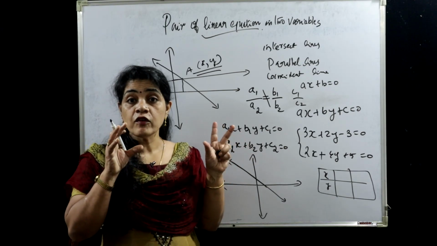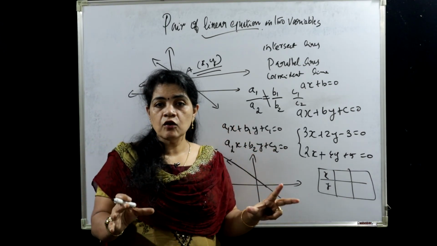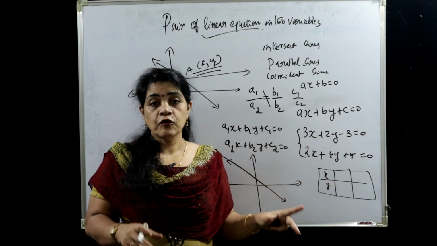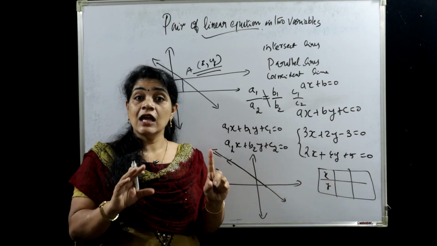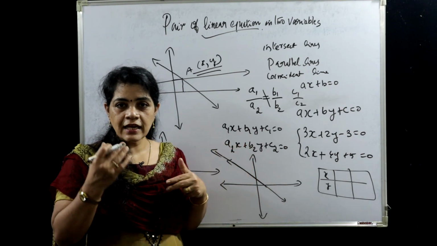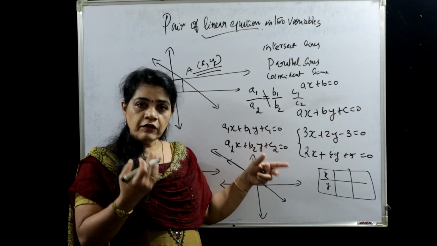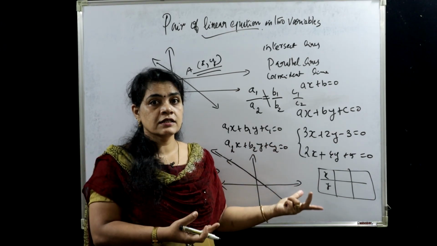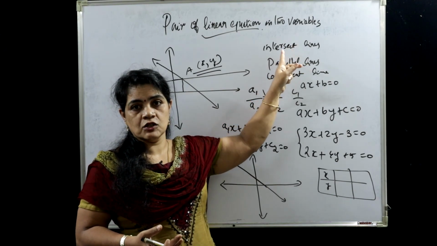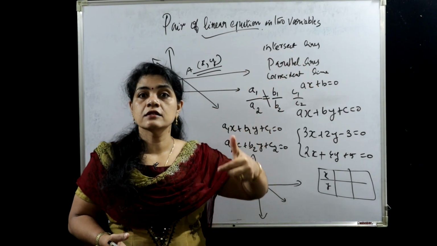Understood? That is the meaning of a pair of equations for the same value of x and y. You can see that both equations will be satisfied, and for that, what is the condition? That is a1 by a2 is not equal to b1 by b2. In that case, the given pair of simultaneous equations will have intersecting lines. The graph will intersect at one point, and it has a unique solution.